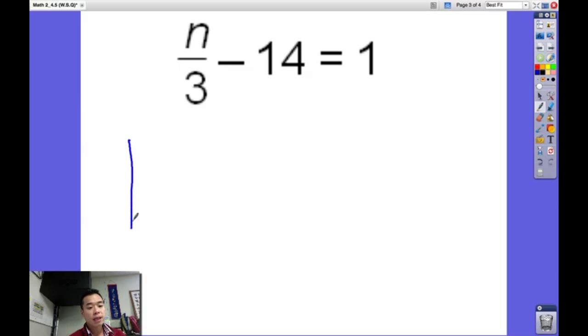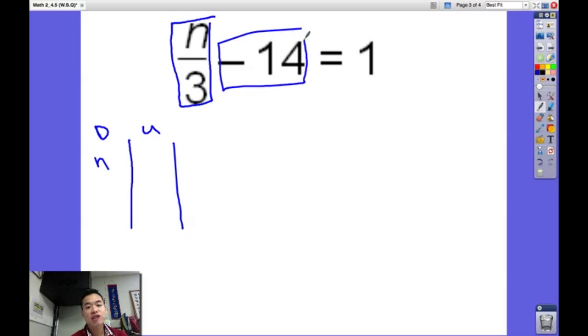Build my do, undo table: do, undo. Here's my n. Put a rectangle around it. That's a positive, that's a negative 14, and that's a positive 1. Check it out. Here's n. First thing that happens to it is it gets divided by 3. Next it gets minus 14. Immediately go into the undo.